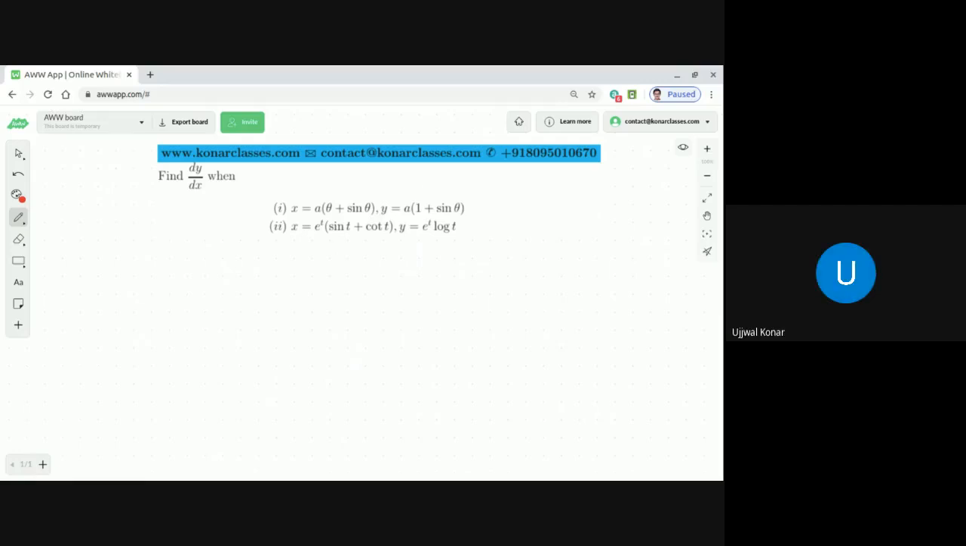You need to find dy dx. There are two questions here. The first one: x equals a into theta plus sine theta, and y equals a into 1 plus sine theta. So that is a parametric function, with theta as the parameter.